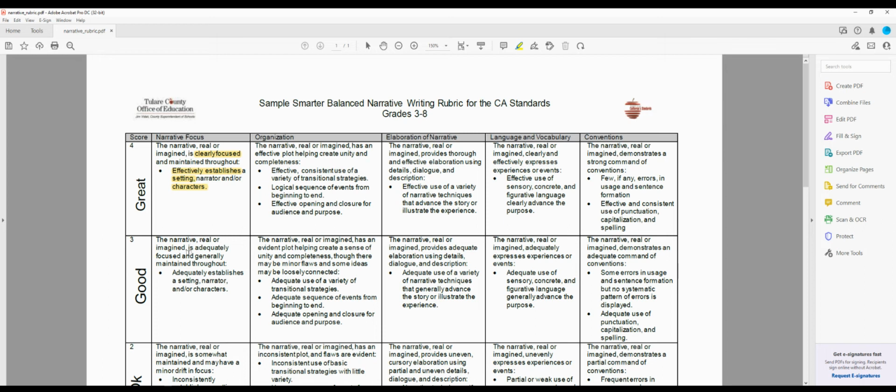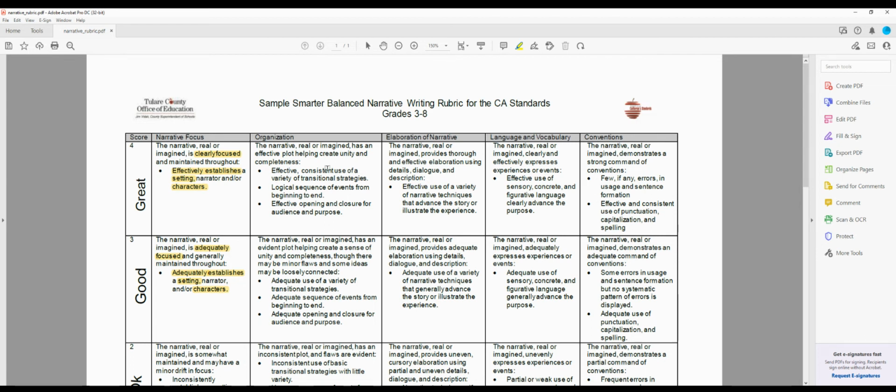Now, a good paper is similar. The narrative, real or imagined, is adequately focused and generally maintained throughout. Adequately establishes a setting, narrator, and or characters. So if you compare this to a great paper, it says adequately versus clearly. Adequately just means good enough. It has that setting and those characters, and it does a good enough job on it. Not effectively, that means not great, but it's good.